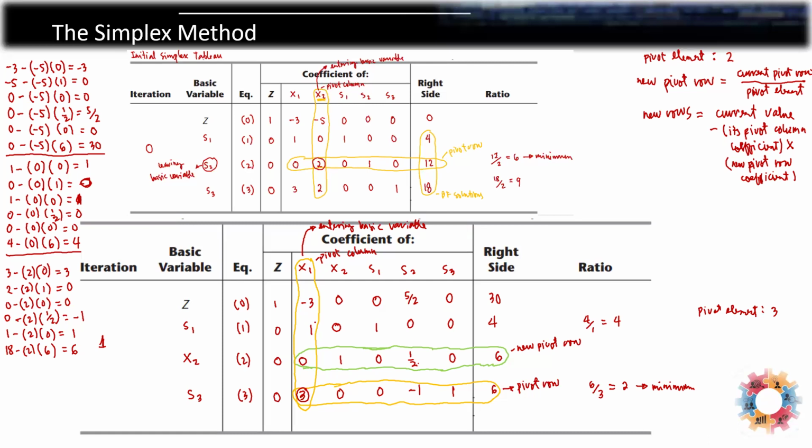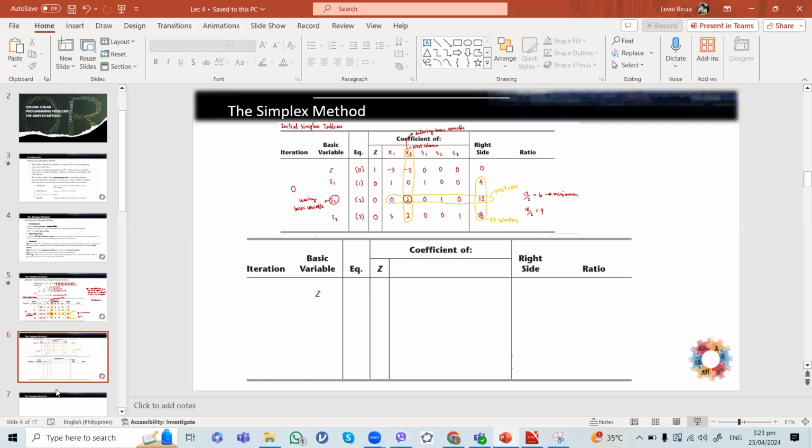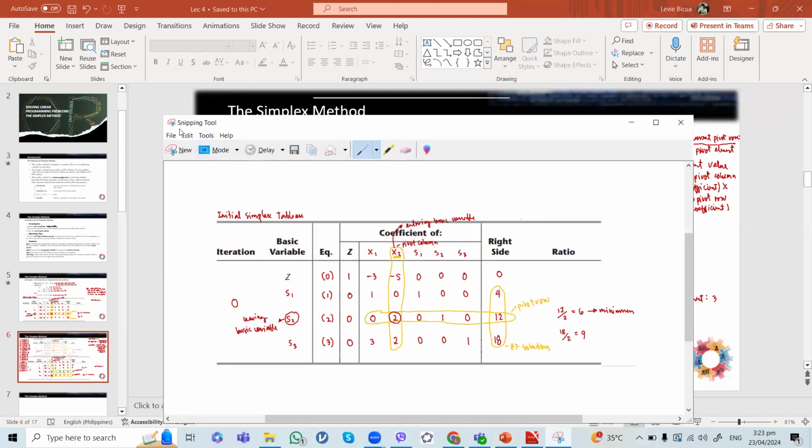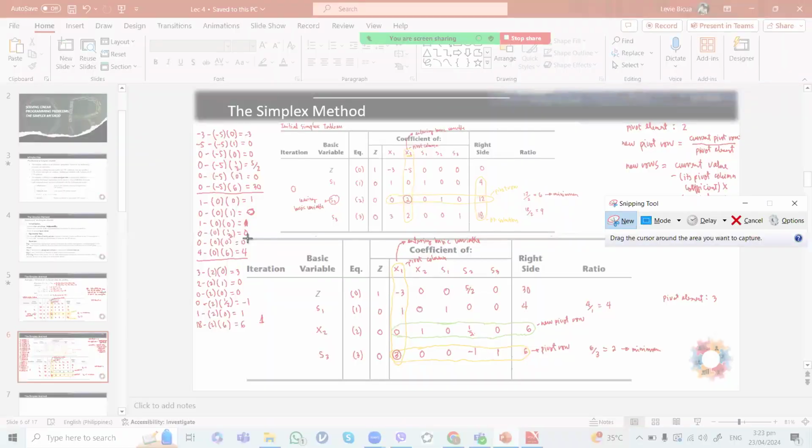And to do the second iteration, let me copy this in the next slide. So we'll copy this in the next slide.